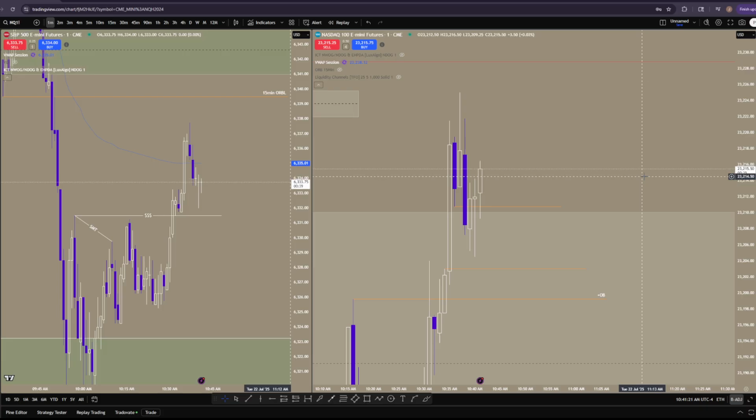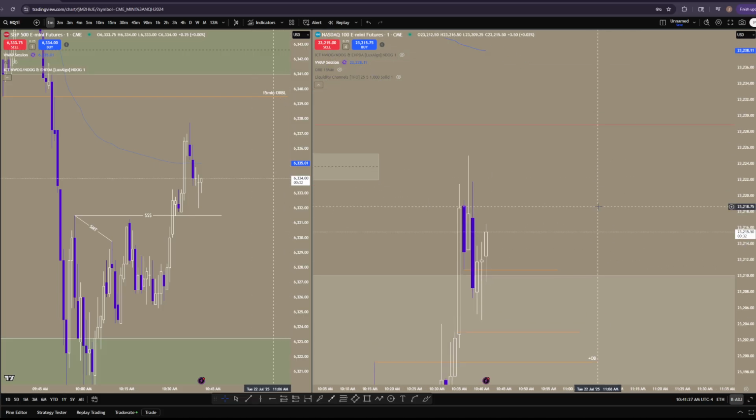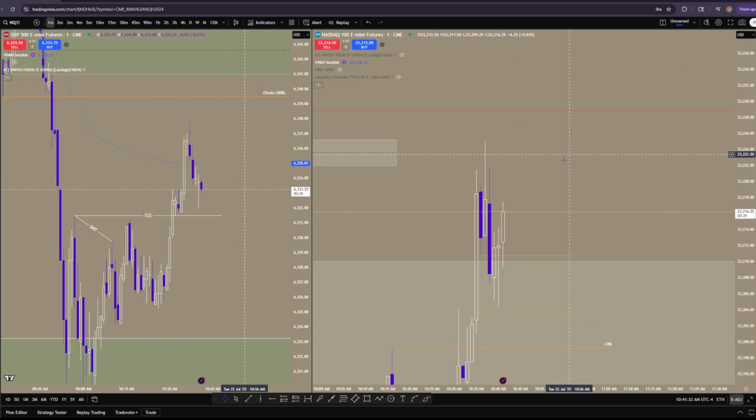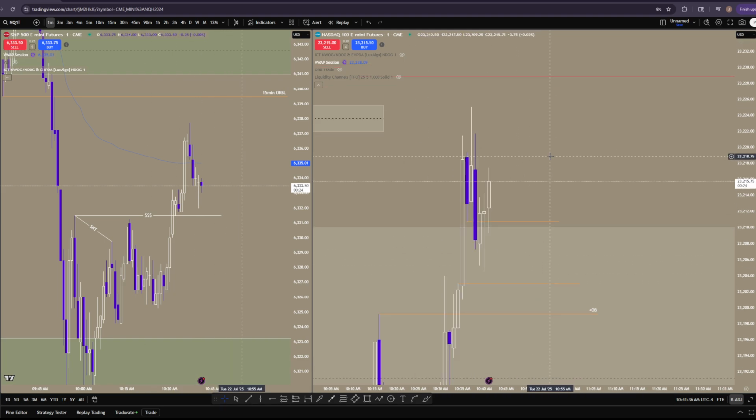So longs are still looking decent out of here right now. But we're getting right to that level where we could see a reversal back down here. So as I said before, aggressive entry if you're going to long this. Could play out. Still very aggressive. Still a little bit risky.